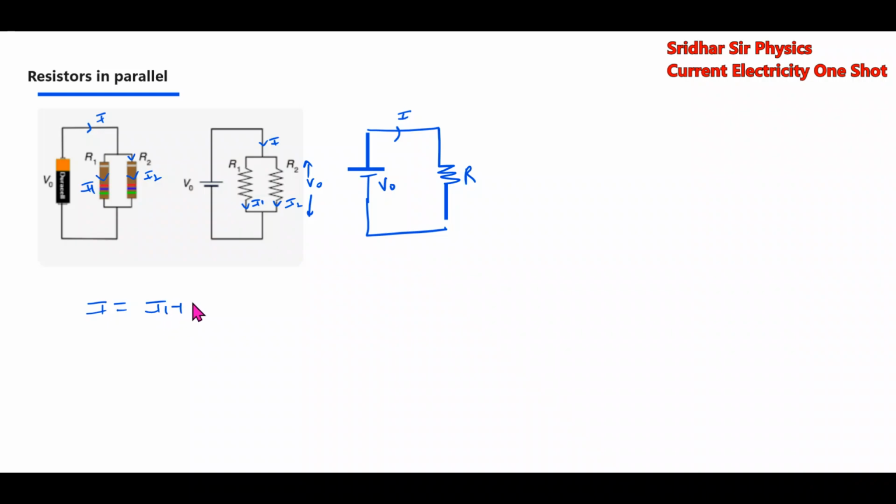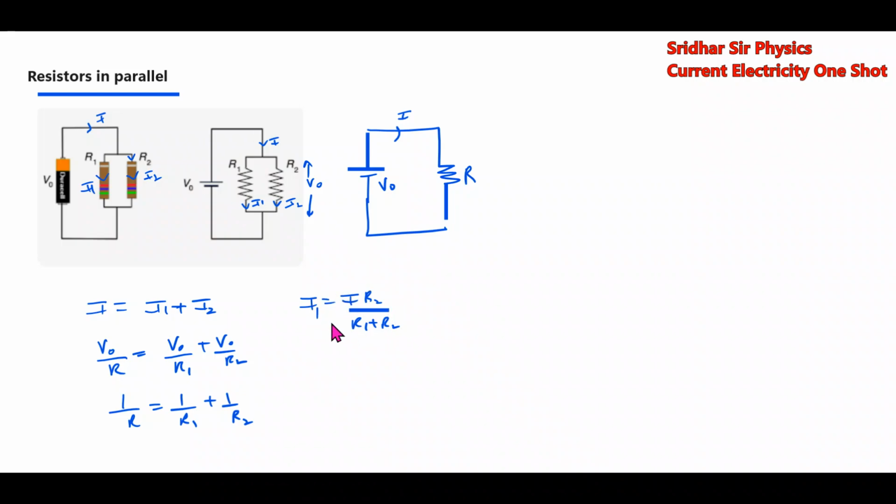I equal to I1 plus I2. What is I equal to? V naught by R. I1 equal to, applying Ohm's law, V naught by R1, and I2 is V naught by R2. So when two resistors are in parallel, the effective resistance is 1 by R1 plus 1 by R2. Then the current I1 is equal to IR2 by R1 plus R2. This is the current divider formula. Current in the first branch equals main branch current into resistance of the other branch over sum of resistances. Similarly, current I2 is equal to IR1 by R1 plus R2.